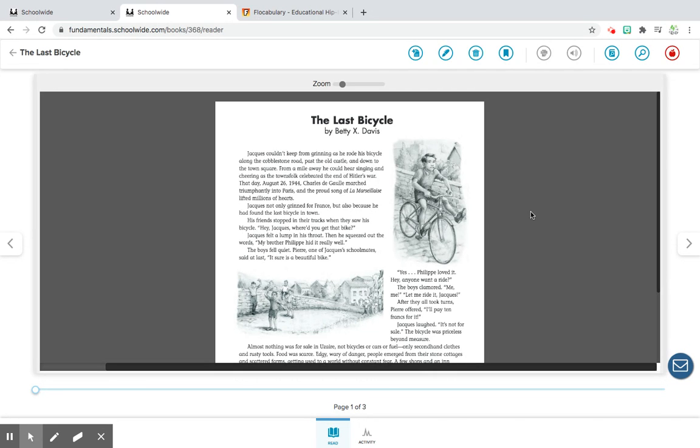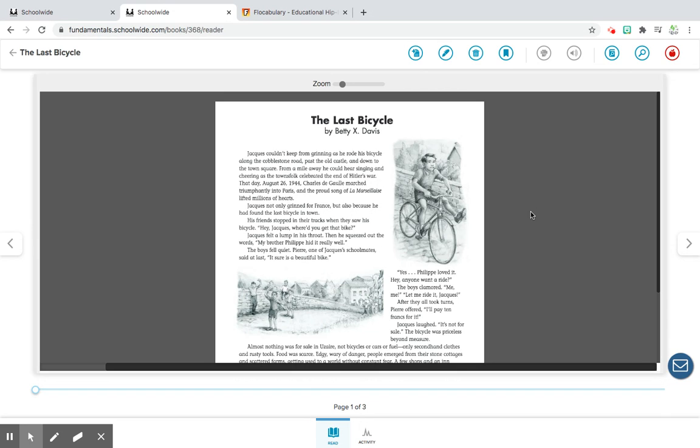The Last Bicycle by Betty X. Davis. Jaquise couldn't keep from grinning as he rode his bicycle along the cobblestone road, past the old castle and down to the town square. And from a mile away, he could hear singing and cheering as the townfolk celebrated the end of Hitler's war. That day, August 26, 1944, Charles de Gaulle marched triumphantly into Paris, and the proud song of La Marseillaise lifted millions of hearts. Jaquise not only grinned for France, but also because he had found the last bicycle in town.